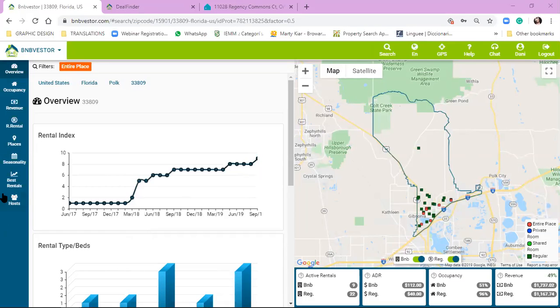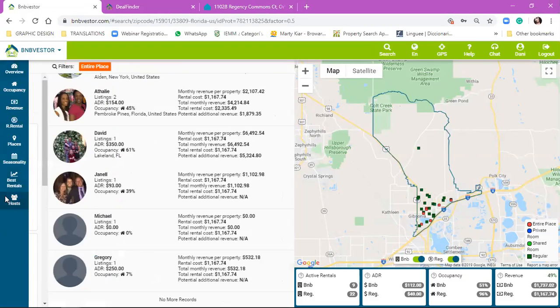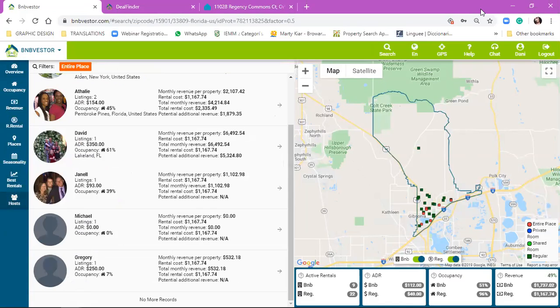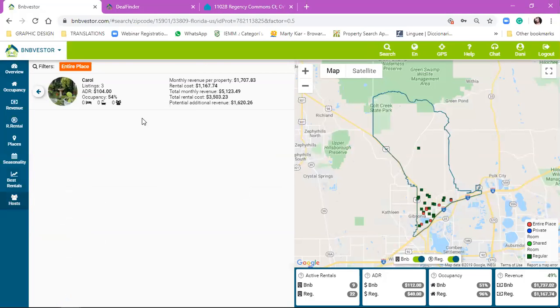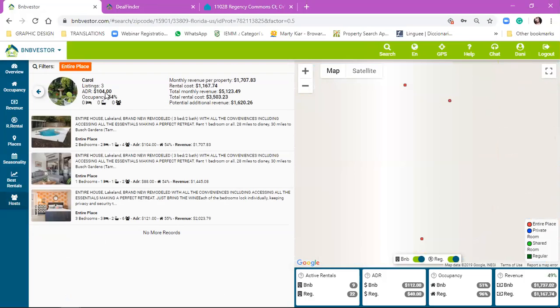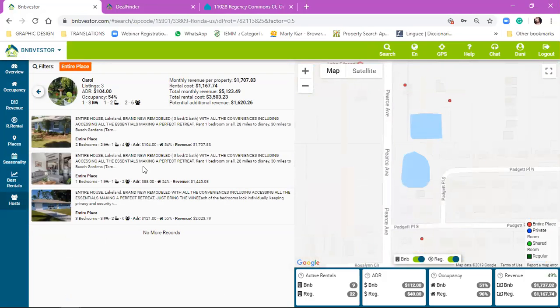Okay, so we have over here, let's go ahead and take a look into hosts. I'm going to go down, up. Let's take a look at Carol. Carol has 3 properties. It has an average daily rate for all 3 of them of $104. It has an occupancy of 54%. And between the 3 properties, it has from 1 to 3 beds and 1 to 2 baths. And it goes from 2 to 6 guests.